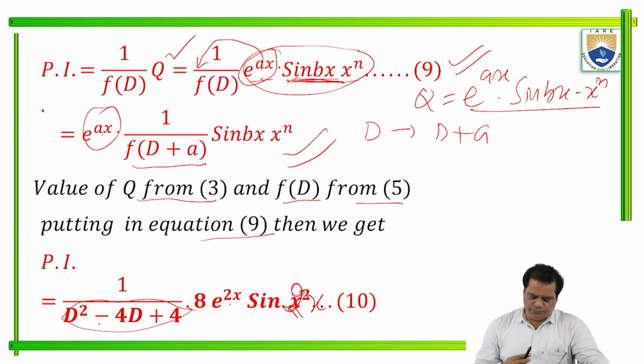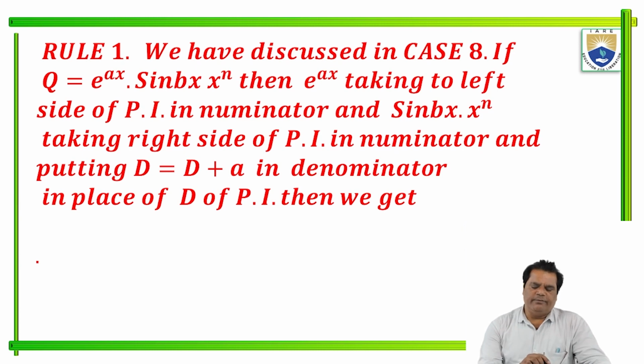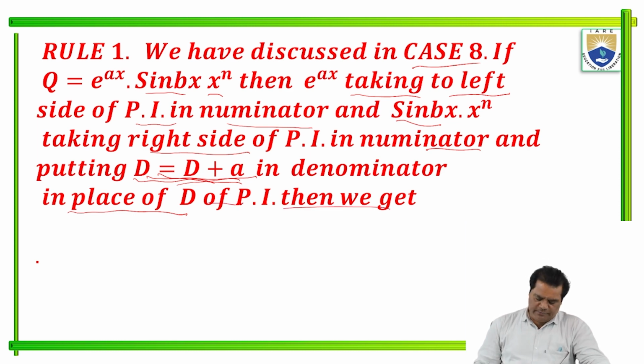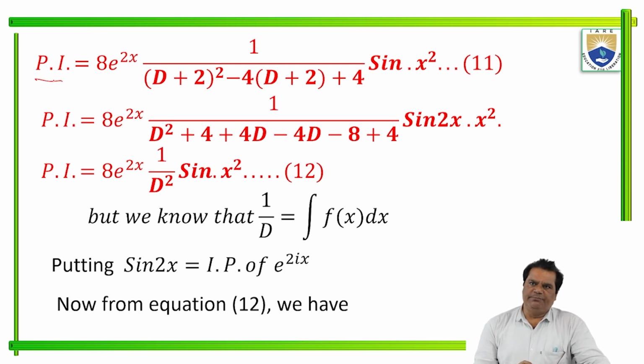This is sine 2x. Now next, rule 1, which we discussed in case 8: if Q is e to the power ax sine bx, then e to the power ax is taken to the left side of the operator in the numerator, and sine bx, x to the power n is taken to the right side, putting D equal to D plus a in the denominator. So now here the particular integral, the same formula we apply.